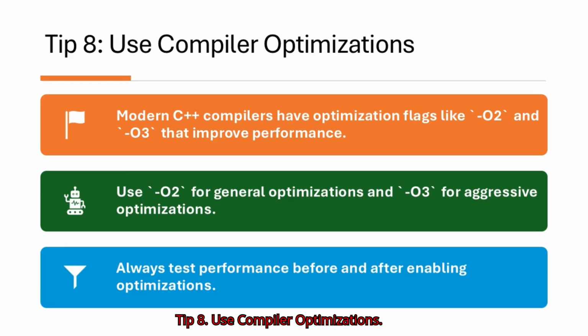Tip 8. Use compiler optimizations. Compilers like GCC and Clang offer optimization flags that can significantly improve performance. The -O2 flag enables general optimizations, while -O3 applies more aggressive optimizations. However, it's important to test the performance before and after applying these optimizations to ensure they have the desired effect.